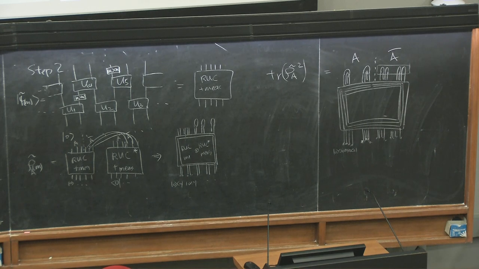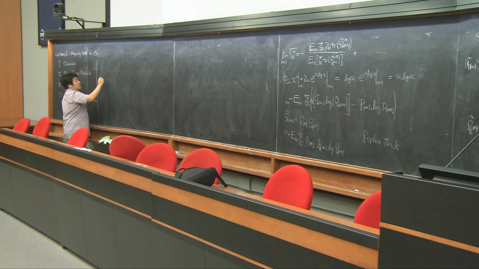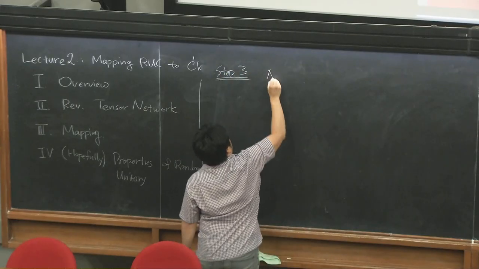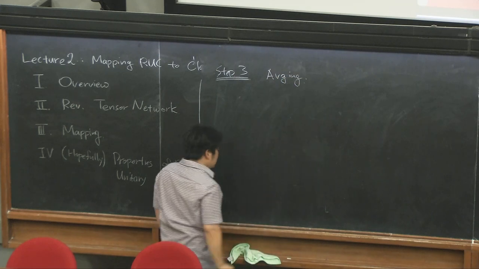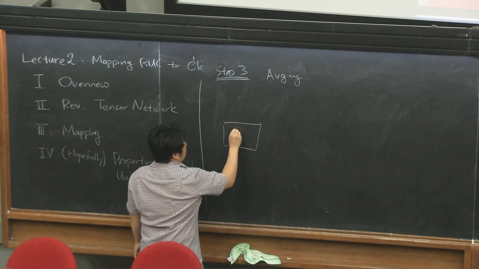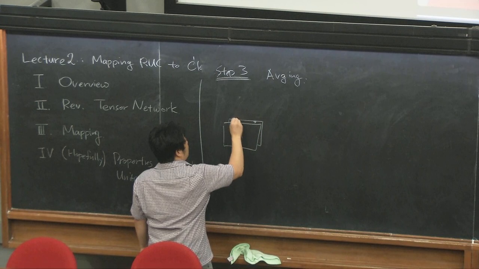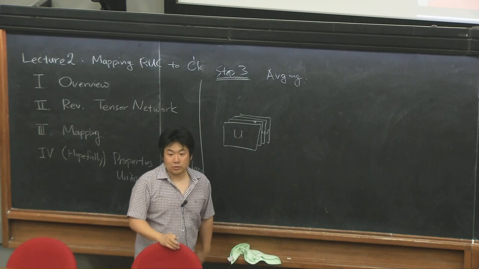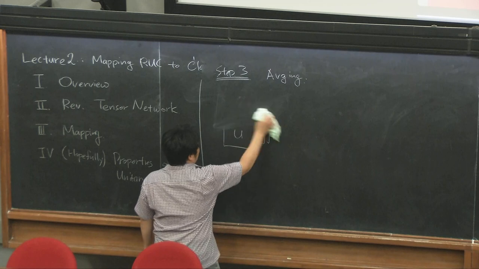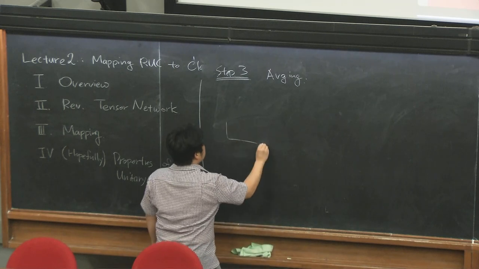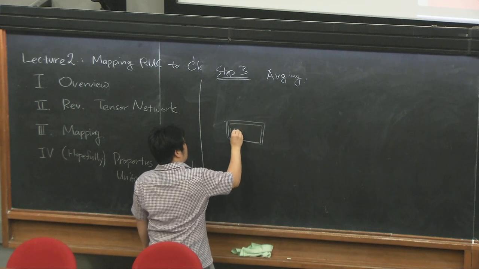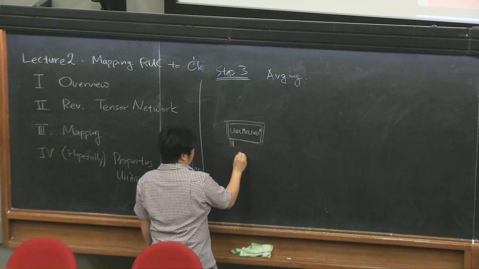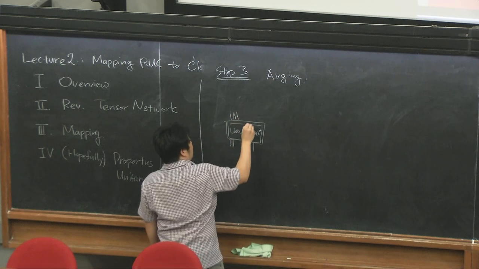Okay, so if you zoom in on this RUC box, we have two components. Now it's like step 3: we are going to perform averaging. If you zoom in, every U and its complex conjugate U star appear as four copies always together. To simplify this, I'm going to draw just one box: U tensor U star, U tensor U star, with legs 1, 2, 3, 4, 1, 2, 3, 4.